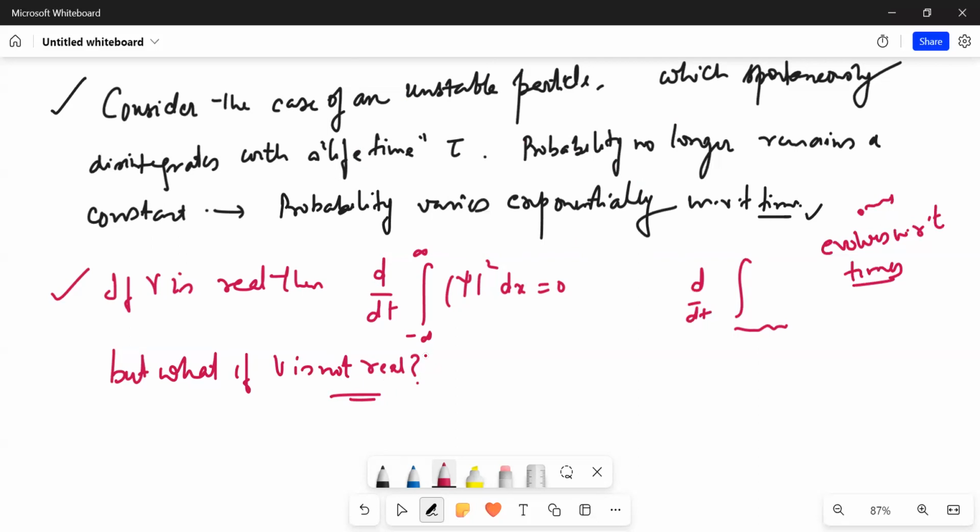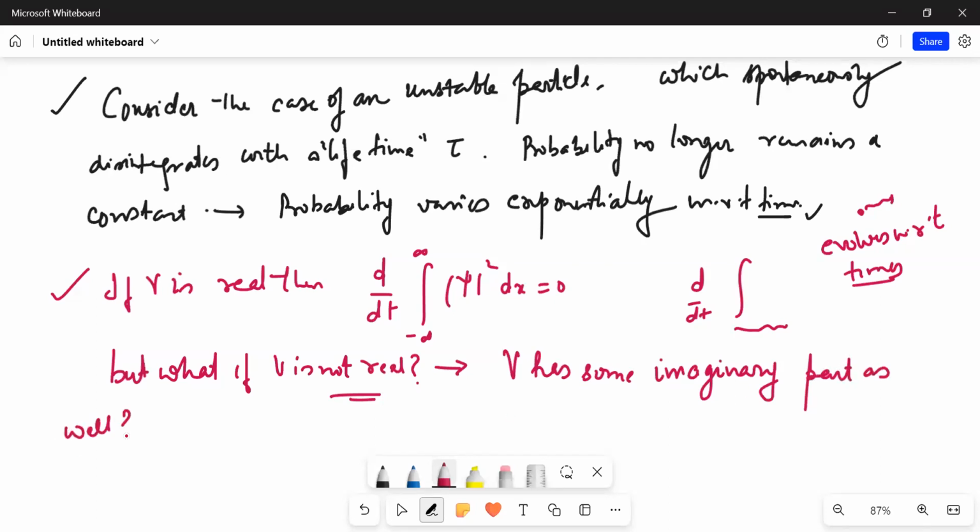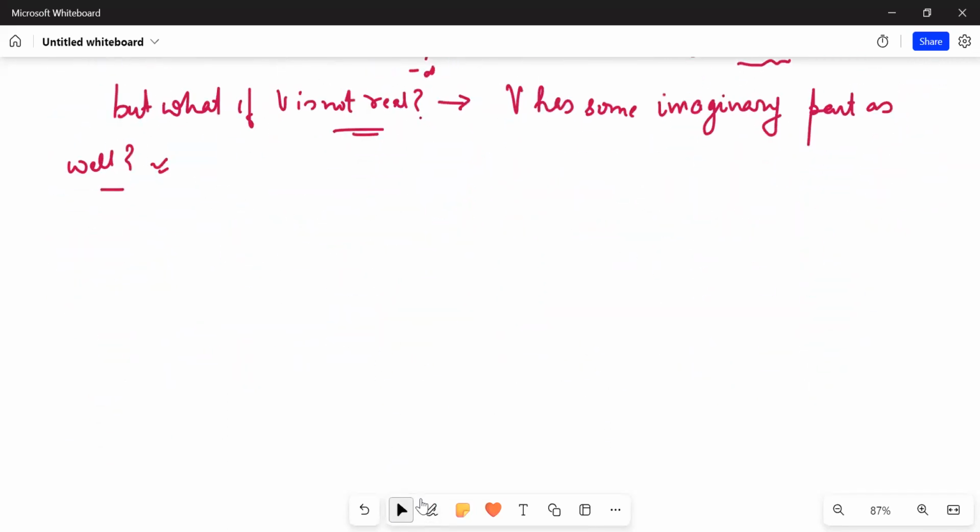But what if V is not real? What if I say that V has some imaginary part as well? So if V has some imaginary part as well, then what happens? This is something that I'll do for you.